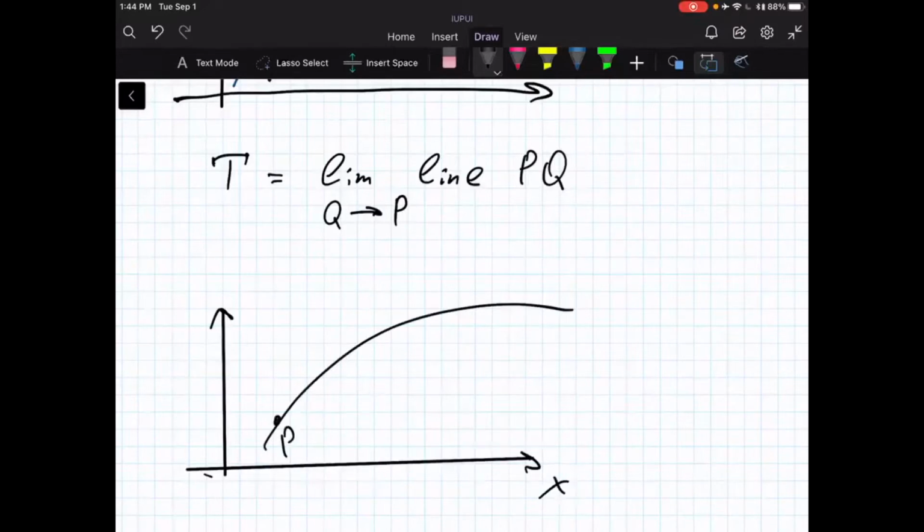This is my P, this is my Q. And let's calculate the slope of our chord one more time. So say we have this chord PQ. And let me draw this following triangle, this right triangle.